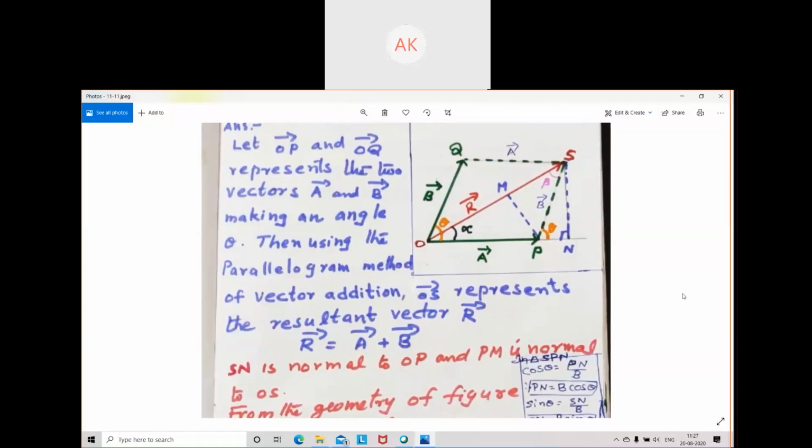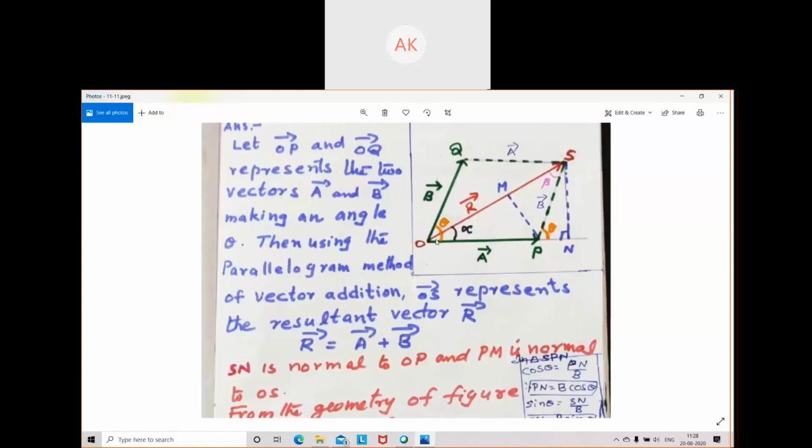Yes, you see, we are going to find the resultant. First we have represented vector A and vector B as the two adjacent sides of a parallelogram. Then to find the resultant, you just complete the parallelogram using the dotted lines. This will be parallel to vector A, and this will be parallel to vector B. Now we have completed the parallelogram.